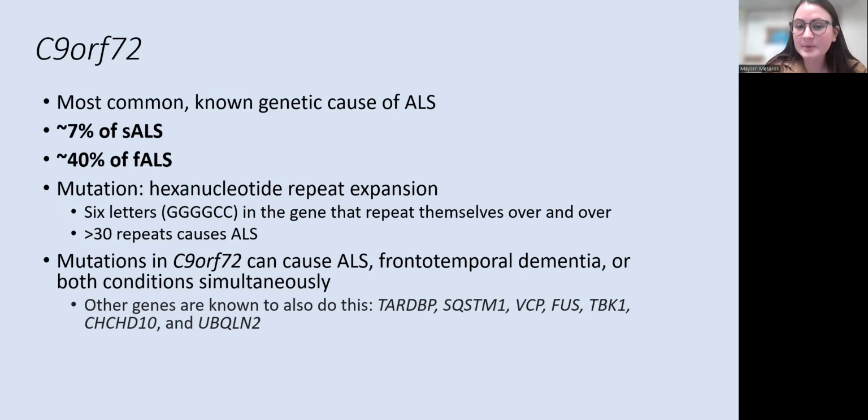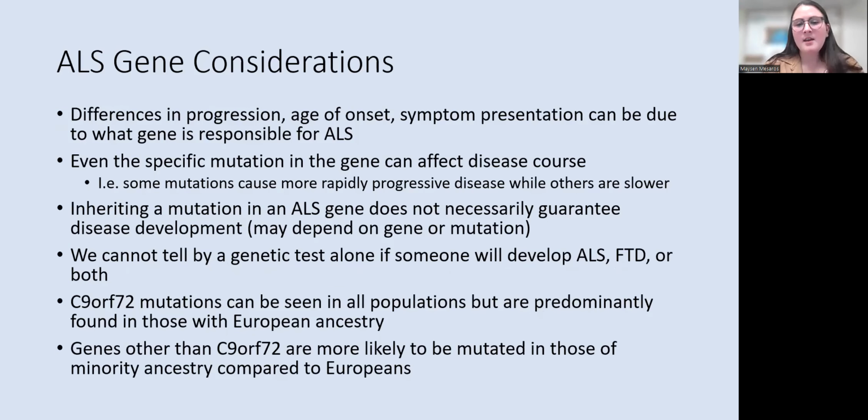Now, this gene is an example of one that can cause ALS in some people, frontotemporal dementia in other people, or both conditions simultaneously. And it is not the only example of a gene that can do that. So some others include that TARDBP gene, VCP, FUS, and a couple of others. So as we talked about, there are now several genes that are known, around 40 of them. And sometimes, depending on what gene might be mutated or involved in someone's disease development, that can affect how they might be progressing or how early their symptoms might occur.